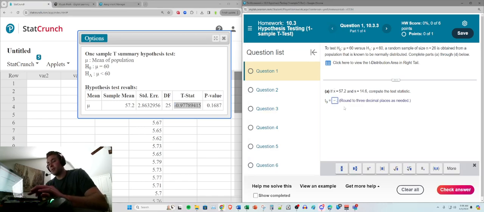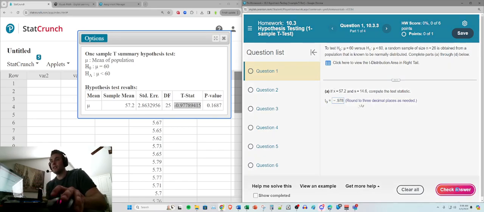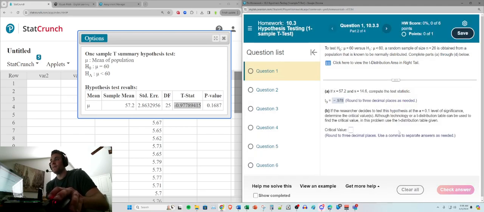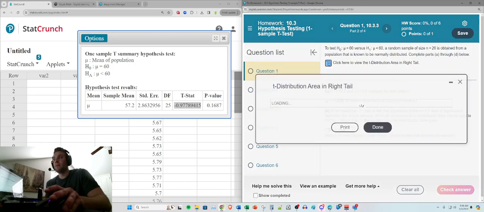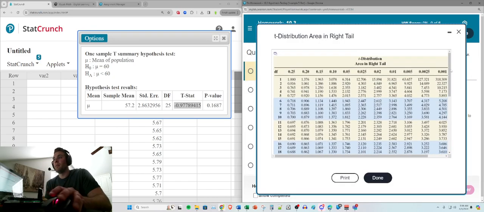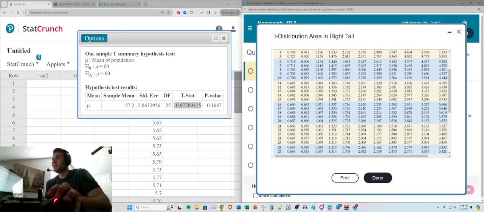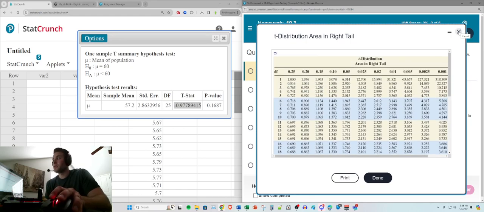So this is going to be negative 0.97789. Round to 3 places though, so it's 978, and I hit check. We got that correct. Okay, if the researcher tests this hypothesis at the alpha 0.1 significance level, determine the critical values. It says, although technology or a t-distribution table can be used to find this, in this problem, use the t-distribution table given. Interesting. Let me check real quick to see if the technology does this for us just fine.